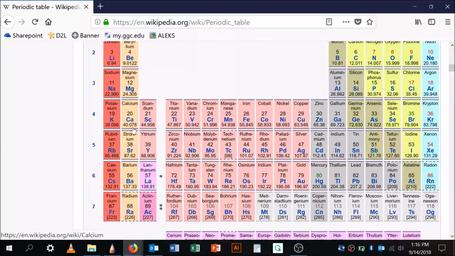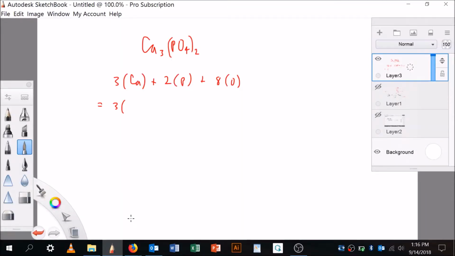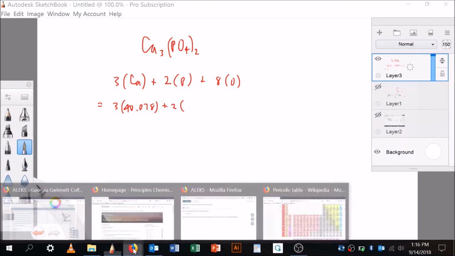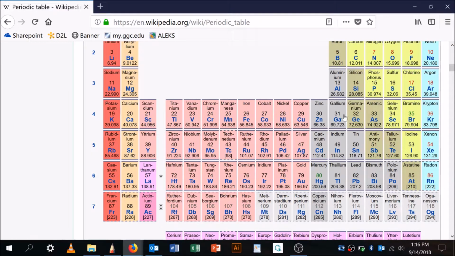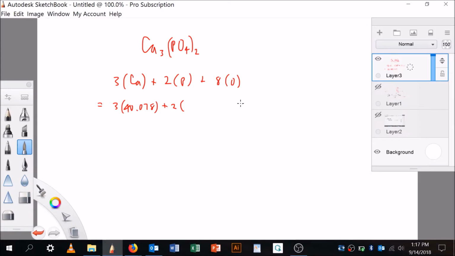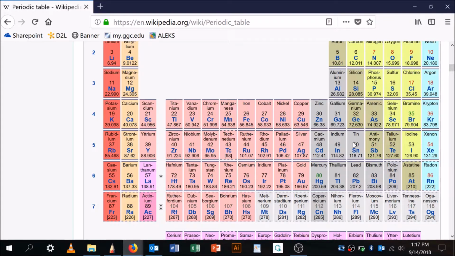There you go. Calcium is 40.078, plus 2 times phosphorus. Phosphorus is 30.974. Plus 8 times oxygen. Since we're using that periodic table, let's go back over and see what oxygen is: 15.999.